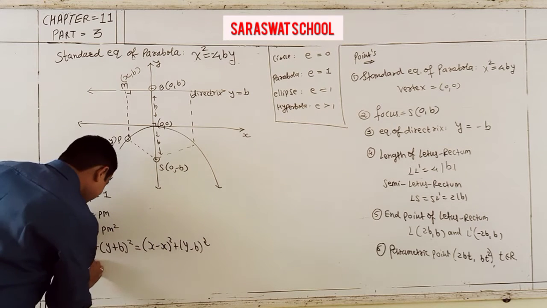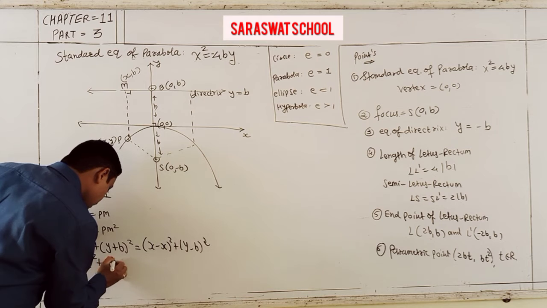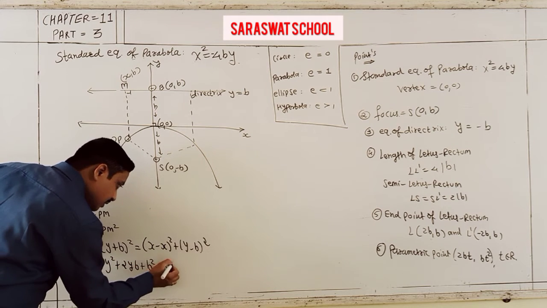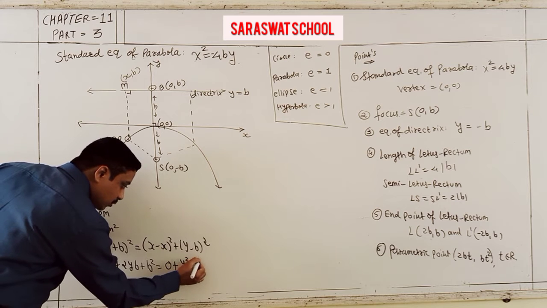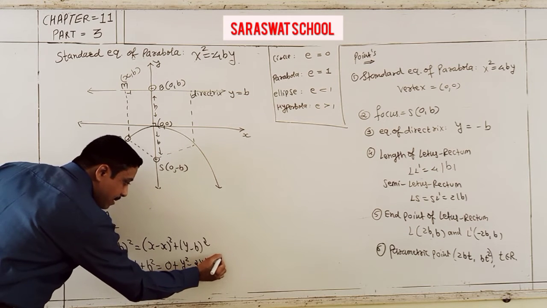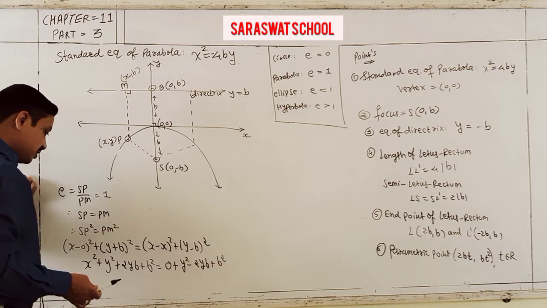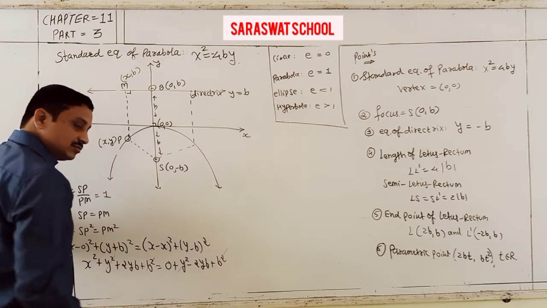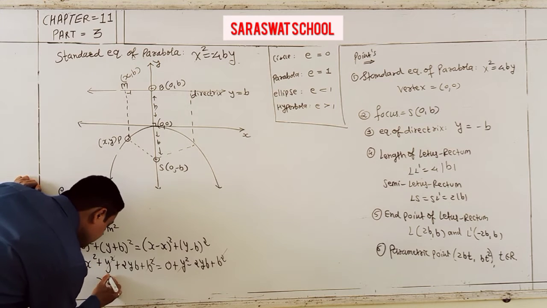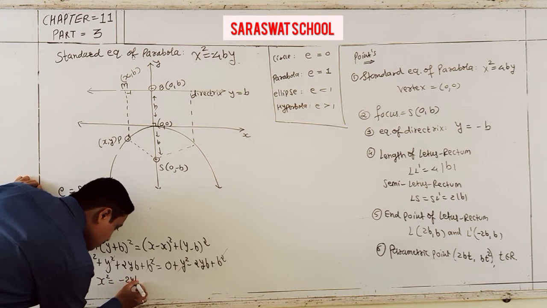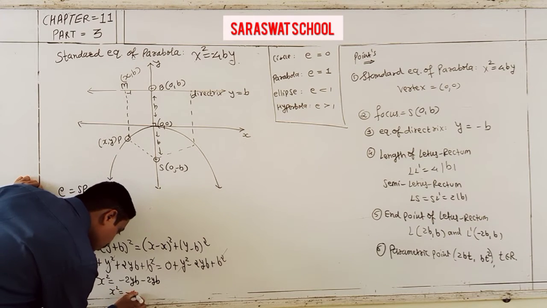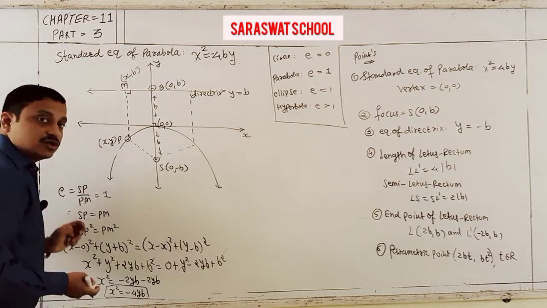Expand it: x square plus y square plus 2yb plus b square equals 0 plus y square plus 2yb plus b square, and you will check your values. Y square gone, b square gone. Only I have x square is equal to minus 2yb minus 2yb, it will become minus 4yb, and that's, students, your equation of parabola.